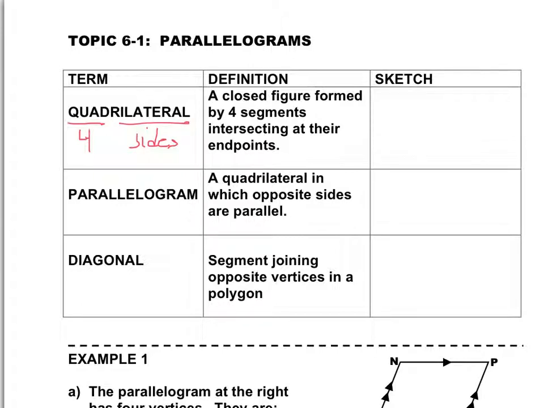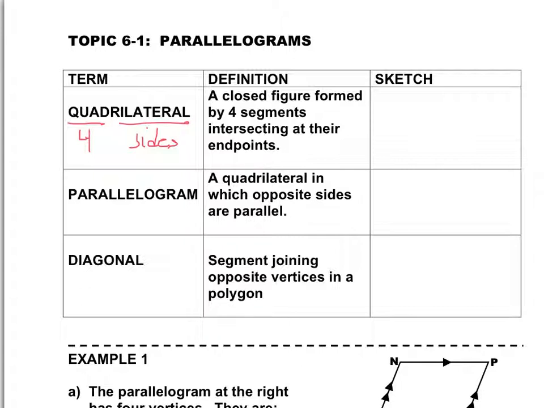So let's get started here with parallelograms. There are 3 terms here that we're going to talk about. Quadrilateral, we already discussed that just now. A quadrilateral has 4 sides, it's any closed figure with 4 sides. It can be a square, a rectangle, a trapezoid, a kite, a parallelogram. There's all sorts of options, but there are 4 main categories that we're going to talk about over the next 2 weeks. Today's category is a parallelogram.